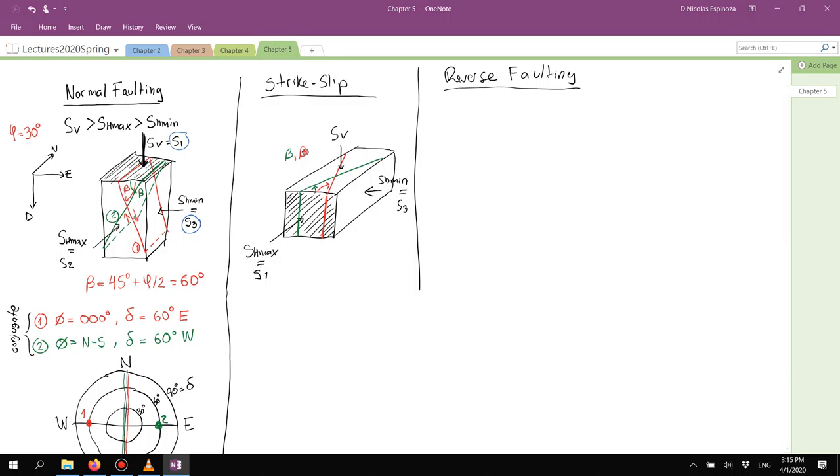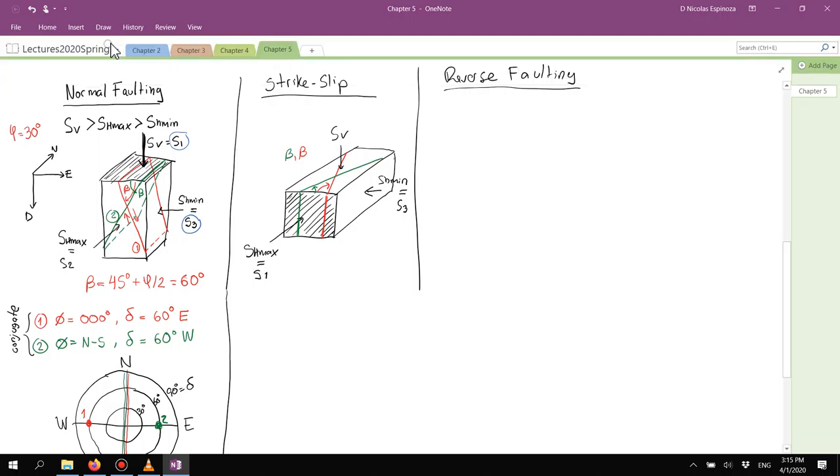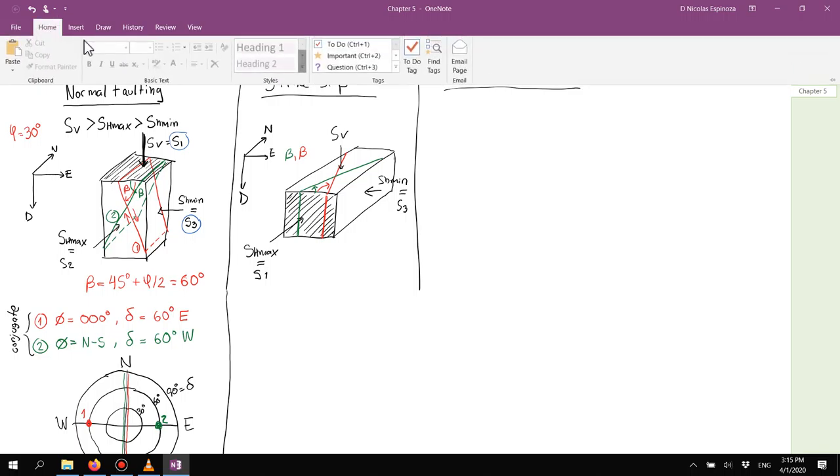So let's see now what would be the strike and dip for such a fault. And remember that we're still keeping the same coordinate system, where this is going to be depth, east, and north. So now observe that the strike is different for these two faults. Let's start with the dip, which is the easiest. What is the dip of these faults?